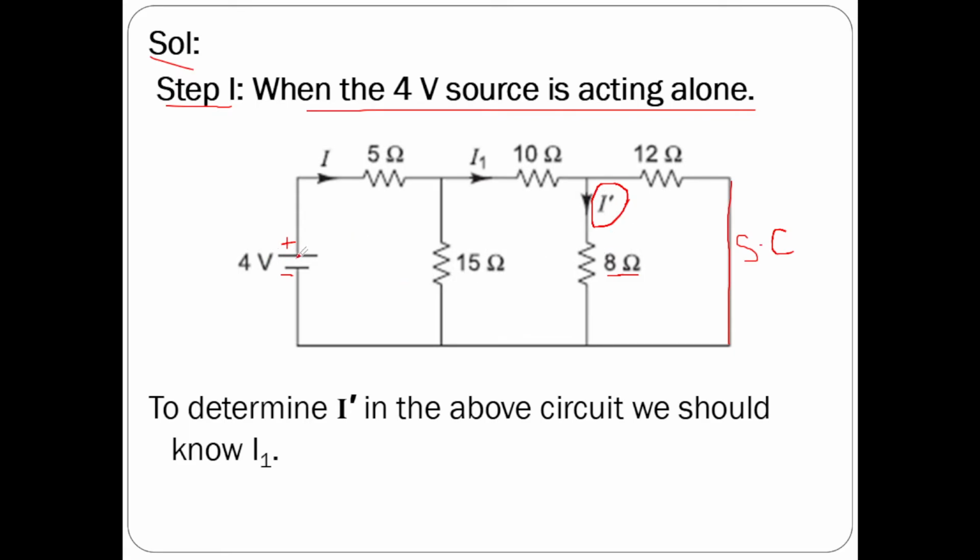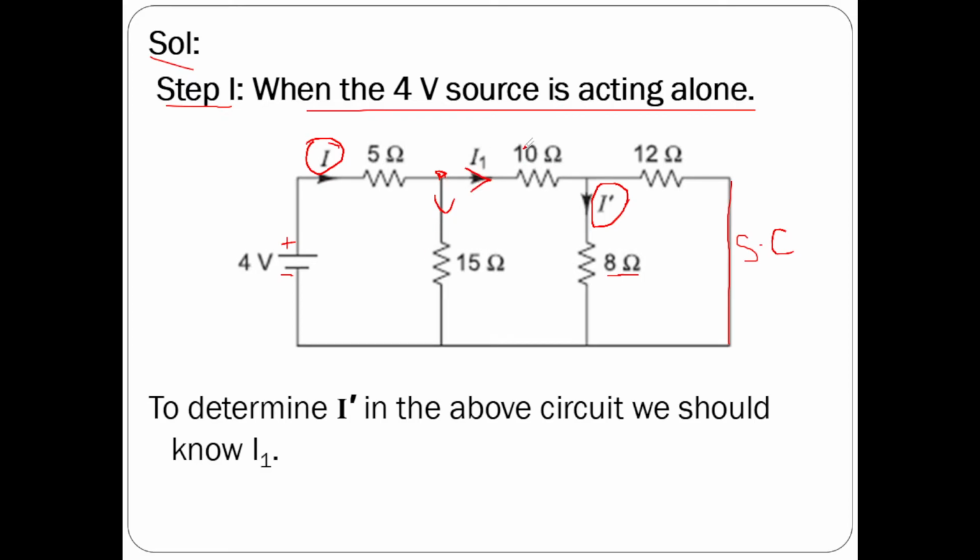Now from the positive terminal of this voltage source, current will come out and it will flow through 5 ohms resistor. So current coming out of the source is I amperes. This is the total current that flows into the circuit. When this current I reaches this junction, what will happen? The current will divide into two parts.